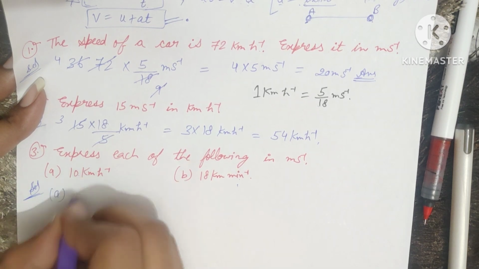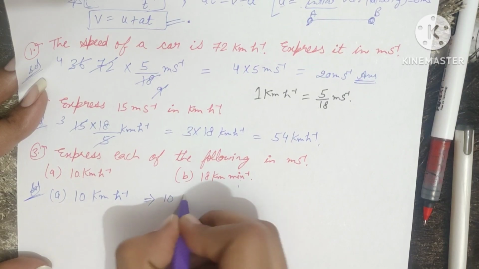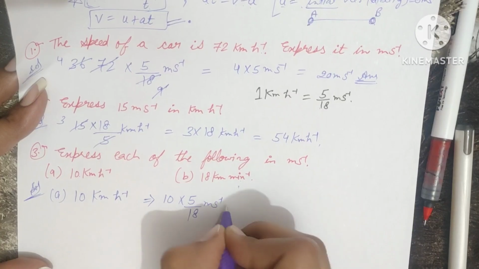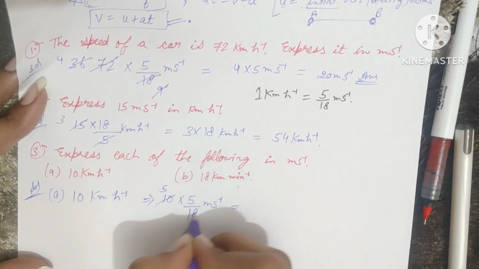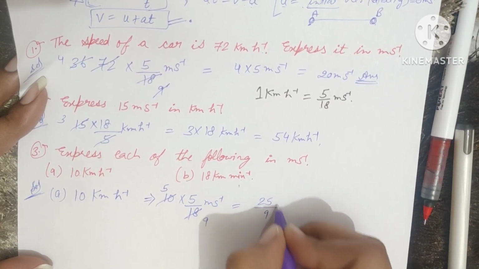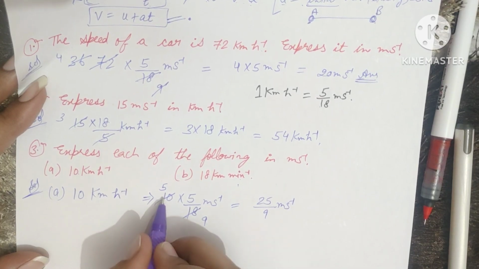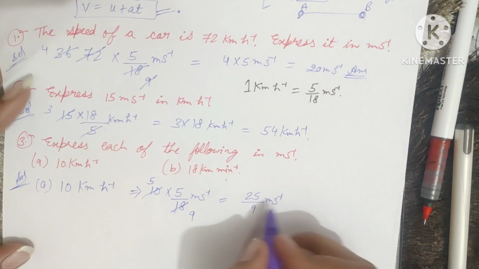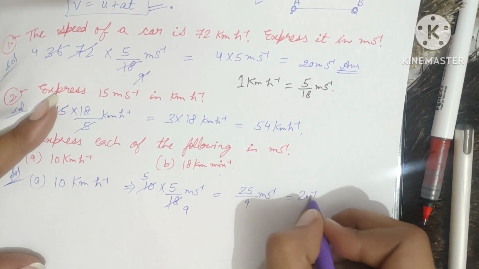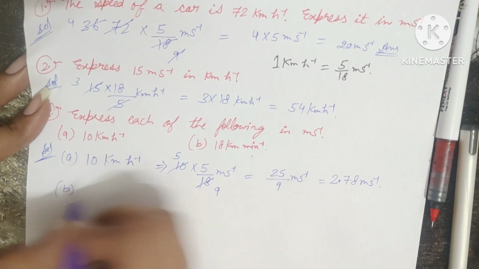So for the first part, that is 10 kilometer per hour, we can write it as 10 into 5 by 18 meter per second. That is 25 by 9 meter per second. I did the cutting of this on the table of 2. 2 5s are 10 and 2 9s are 18. 25 by 9, which I can write as 2.78 meter per second. This is your answer.